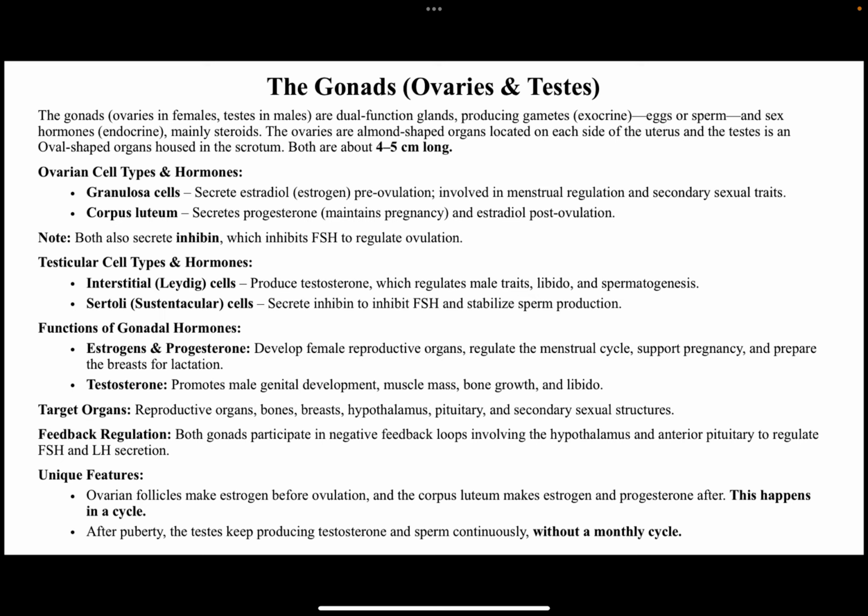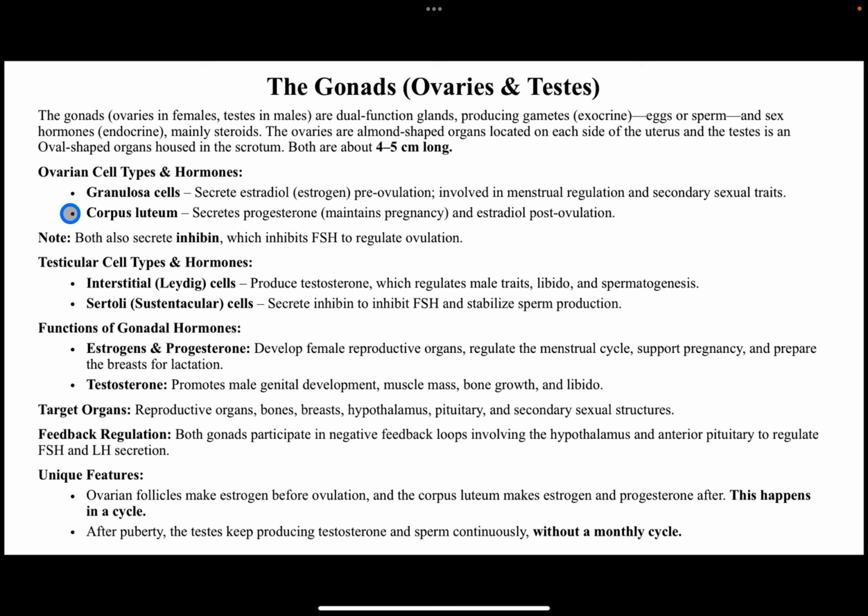We are going to look at each of the gonads, starting with the female gonad, the ovaries. We look at specific cells within the female gonads that produce hormones, based on which we can say it's an endocrine organ. So let's begin with the ovarian cell types and the hormones they produce. We have two of them here: the granulosa cells and the corpus luteum.